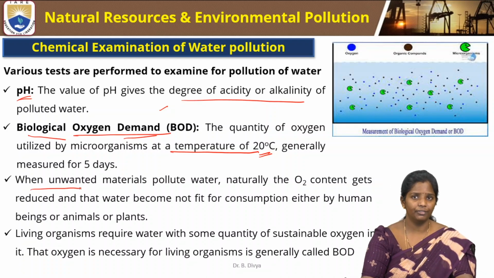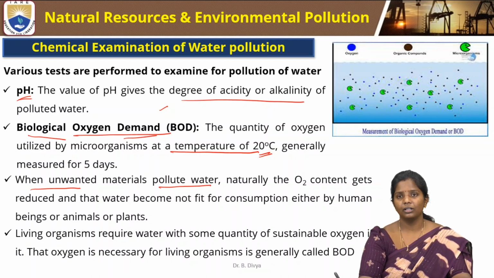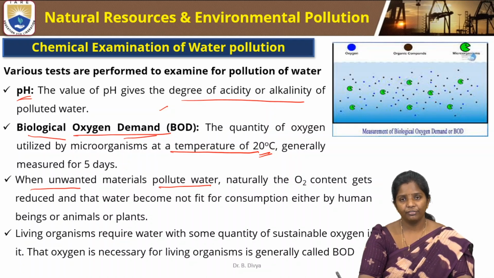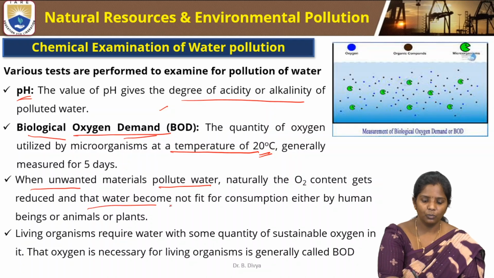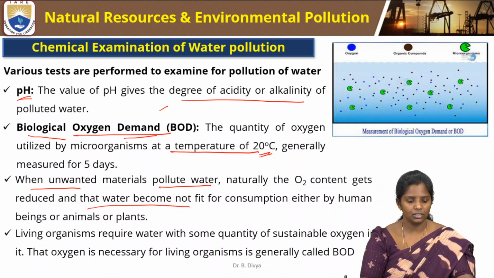So when does it happen? When unwanted materials pollute water, naturally the oxygen content gets reduced, because whenever unwanted materials are thrown into water, there is scope for the microbes to develop, and they grow and grow. Whenever they are growing, they reduce the oxygen present in the water, and that water becomes not fit for consumption by humans or any other animals or plants.